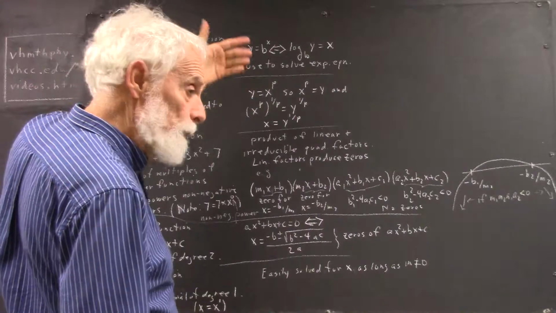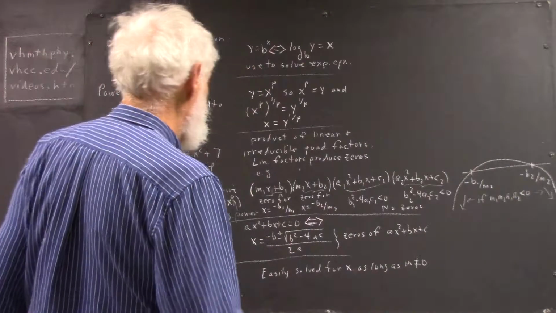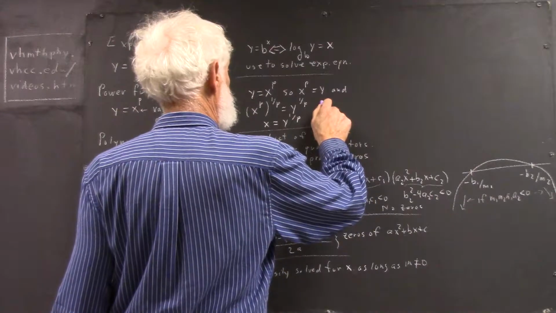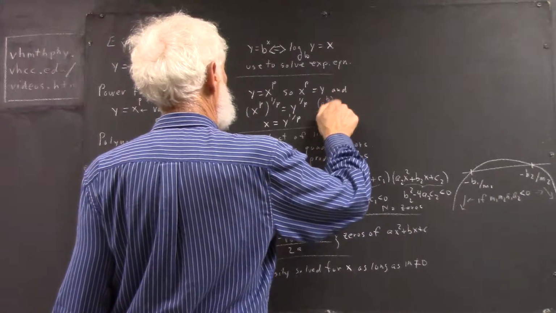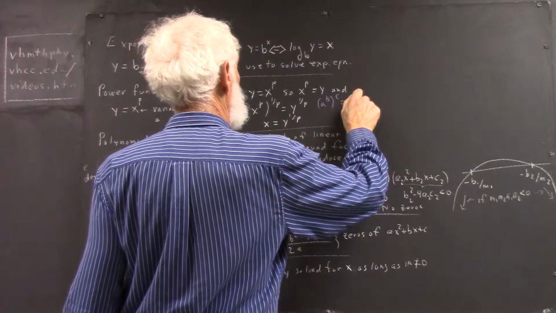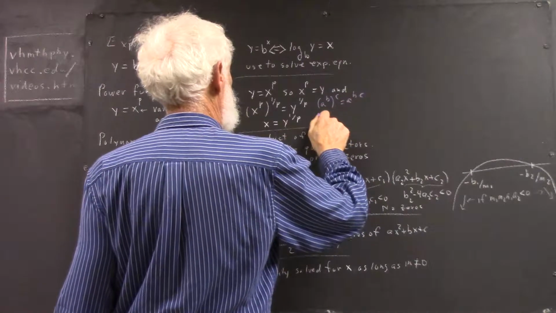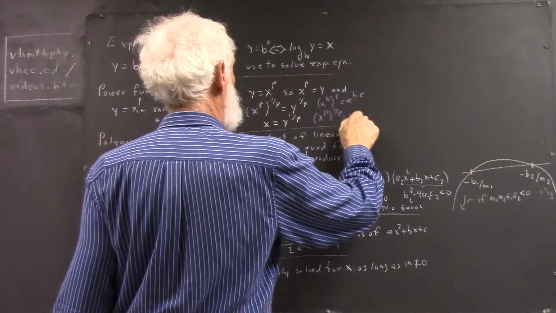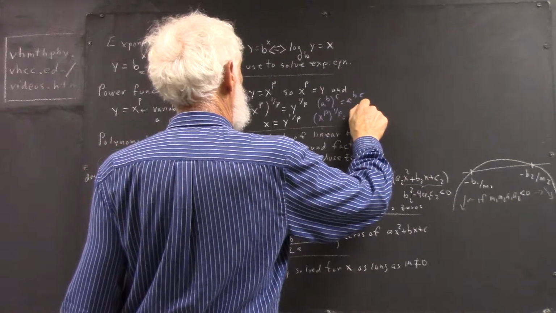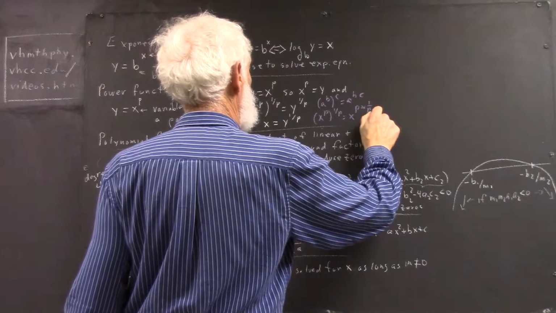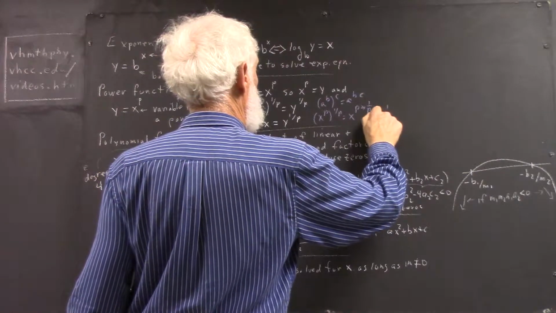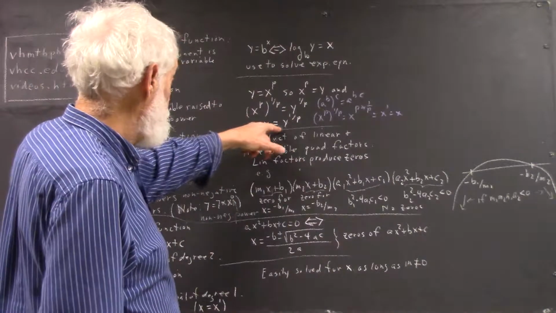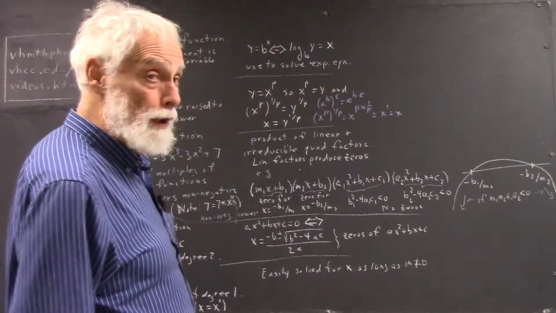Now, why is x to the p to the 1 over p just equal to x? Well, a to the b raised to the c is a to the b times c. So x to the p to the 1 over p equals x raised to the p times 1 over p, which is x to the 1, which is just x. So x to the p to the 1 over p is just x. And we have a slick way of solving the power function.